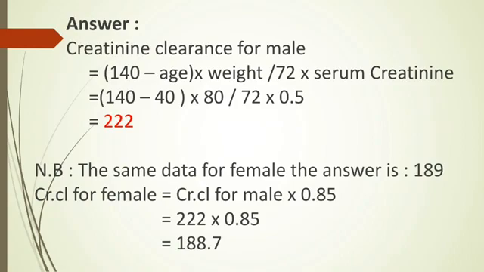So once again I am saying the equation: creatinine clearance for male is equal to 140 minus age into weight divided by 72 into serum creatinine level. Here the age is 40 years, weight 80 kilogram and serum creatinine level 0.5. So we can substitute the values: 140 minus 40 into 80 divided by 72 into 0.5. So the answer will be 222.